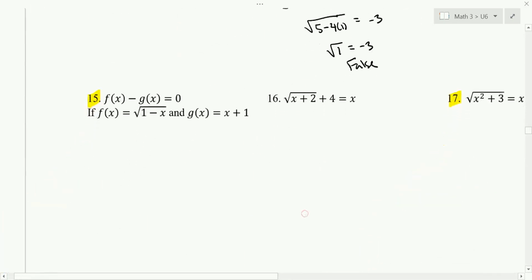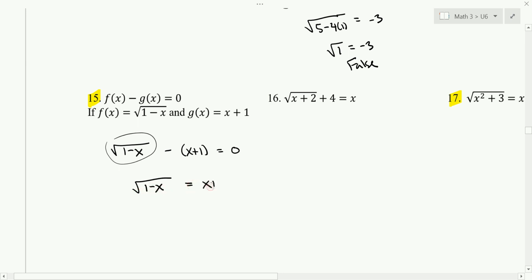Number 15. F of x, which is the square root of 1 minus x, minus g of x, which is x plus 1, in parentheses, when you put that, because that negative is going to be distributed to both, is equal to 0. I want my square root by itself, so I'm going to add the x plus 1 to both sides and get the square root of 1 minus x is x plus 1.